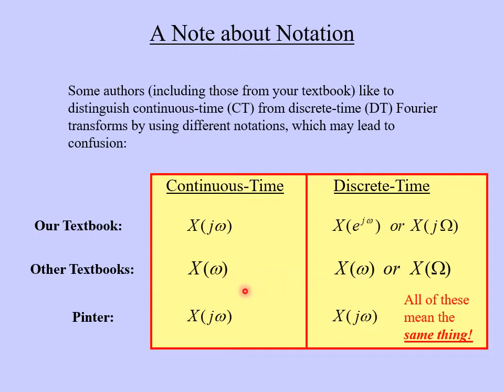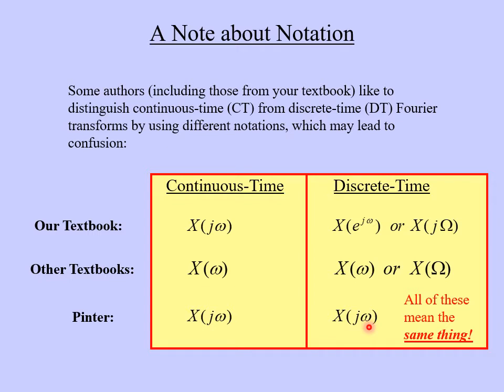That would be, for example, for continuous time, or for discrete time they might use that same notation, x of omega or x of uppercase omega. What I'm using here in my notes for continuous time is x of j omega, and I'm also using that same notation, x of j omega, for discrete time.